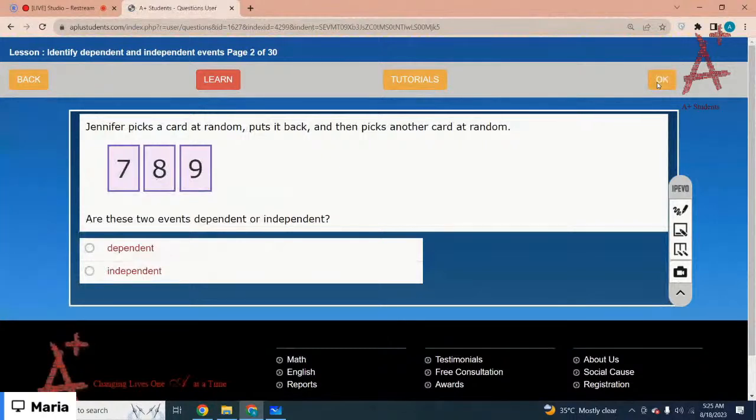Jennifer picks a card at random, puts it back, and then picks another card at random. Are these two events dependent or independent? Okay, she picked a card once, right? From the three cards, she picked one. She put it back then, right? Again, she has three cards. So they are independent events, right? Both times, she has three outcomes, so they are independent events. So the correct option is independent.